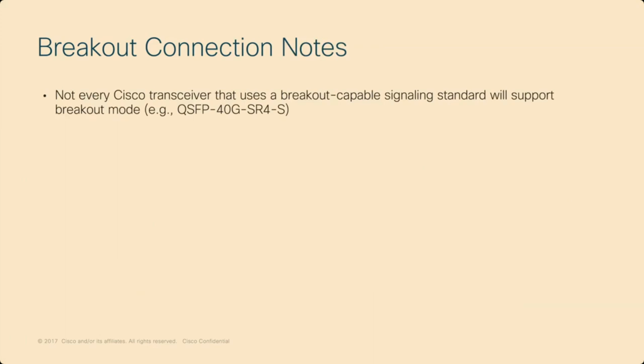So not every transceiver that we offer uses a breakout capable standard. The example here I've used is the QSFP 40 gig SR4-S. That is not a breakout capable transceiver. So the 40 gig SR4 is, the -S is not. So always make sure that you're checking that TMG matrix tool in order to see exactly which version will support the breakout.